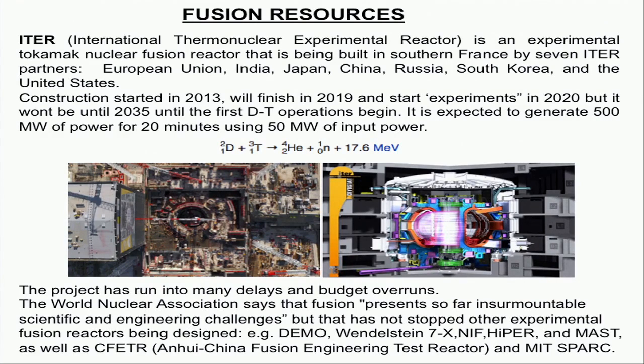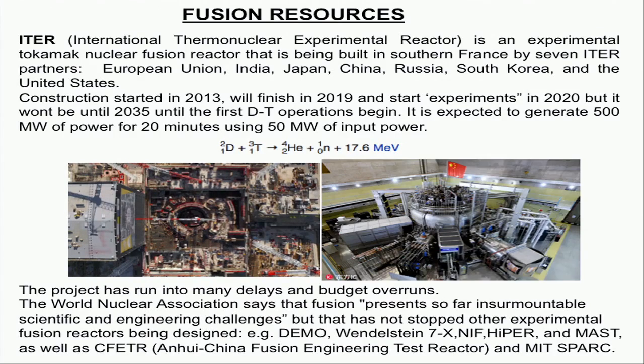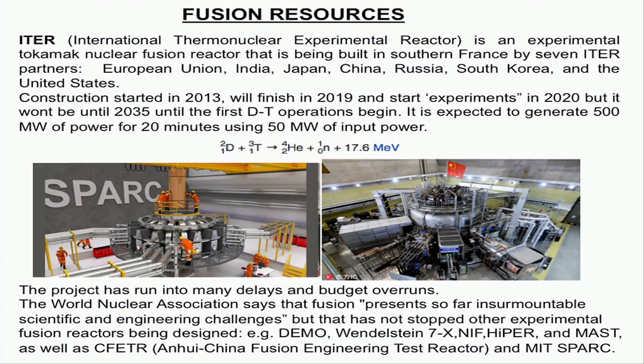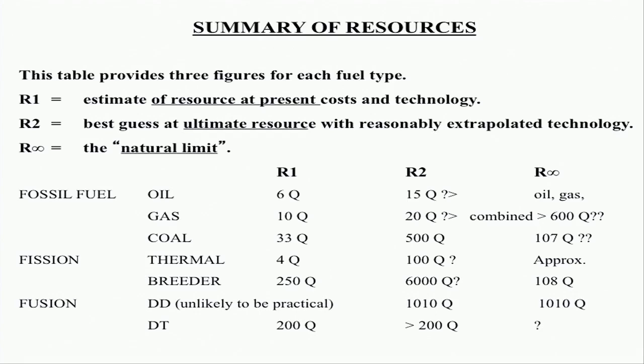It's run into delays, budget overruns, and hasn't yet worked. So a number of those collaborators have started to build their own. For example, DEMO, Wendelstein 7-X, NIF, HYPER, MAST, as well as CFETR, the Anhui-China Fusion Engineering Test Reactor, and also the MIT SPARC. So there's the CFETR reactor, which is currently nearing completion in China. And that's the MIT SPARC reactor, which is currently starting construction. However, those are not really going to start producing even small amounts of electricity until about 2030, 2040.